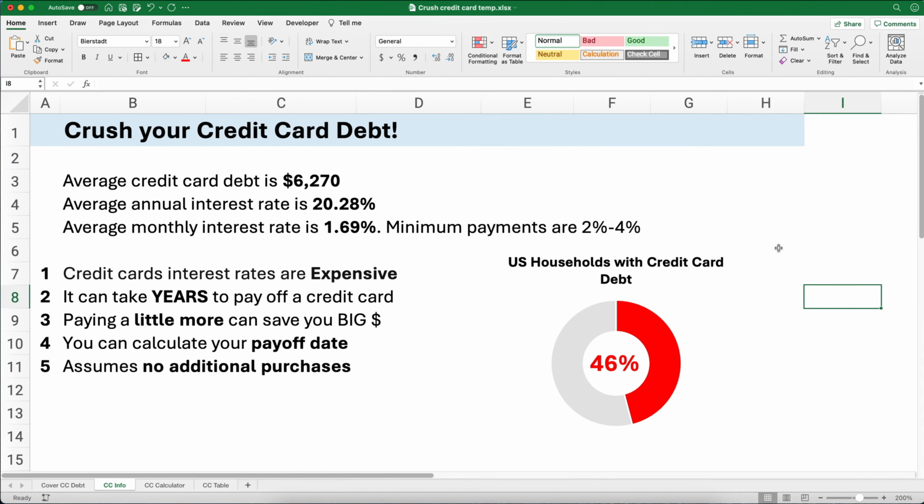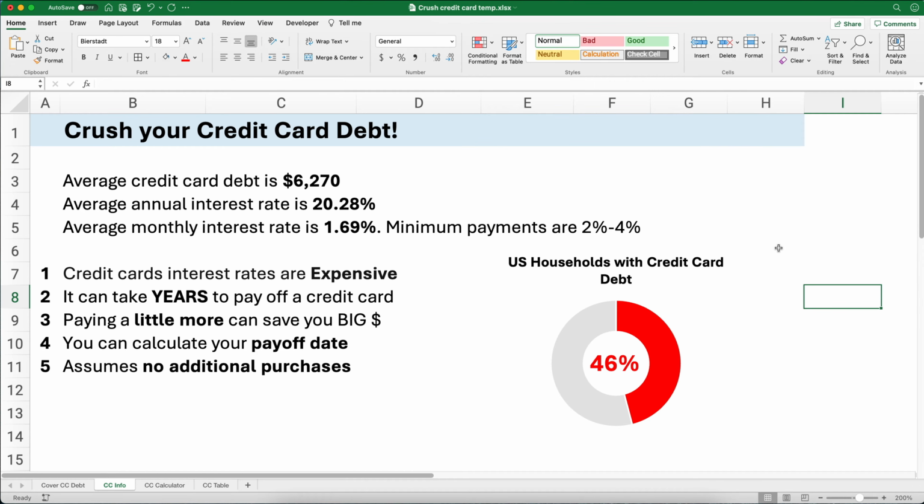So let's talk just a little bit about credit card debt. The average credit card debt is almost $6,300. That's a lot because the average interest rate in the United States is a little bit higher than 20%. The average monthly interest rate then would be 1.7% approximately. So you're paying a lot in interest.